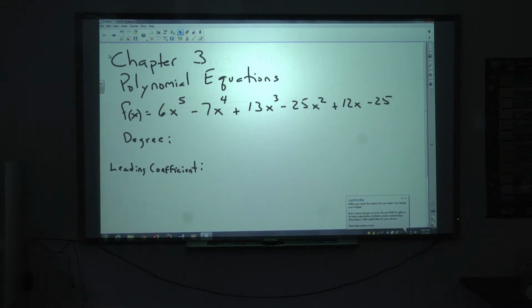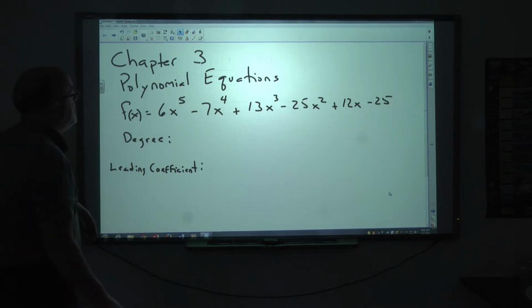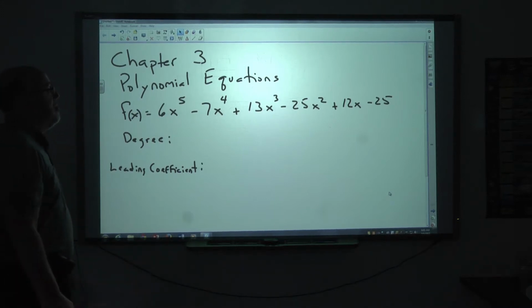So this next lecture will be from chapter 3, dealing with polynomial equations. For example, we have this one: 6x to the fifth minus 7x to the fourth plus 13x cubed minus 25x squared plus 12x minus 25. And we want to know what degree this equation is and the leading coefficient.